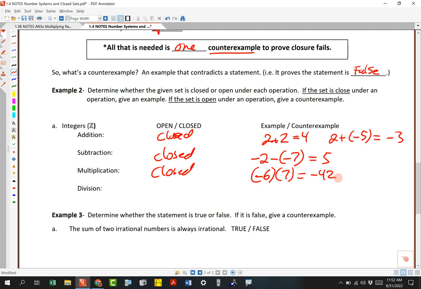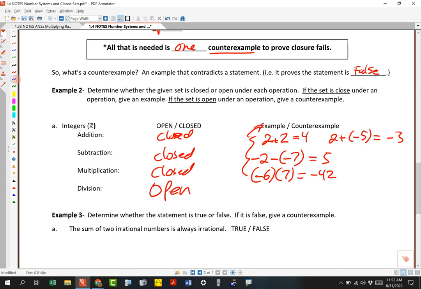These are all examples. Now, if you divide two integers, do you always get an integer? The answer to that is no, so that means this is open.